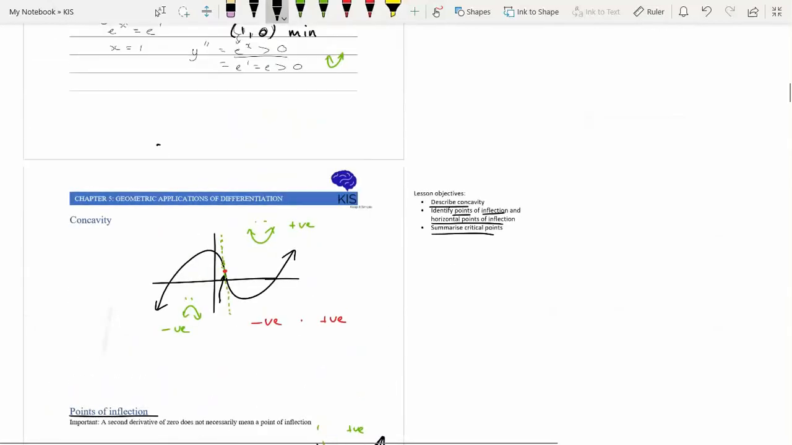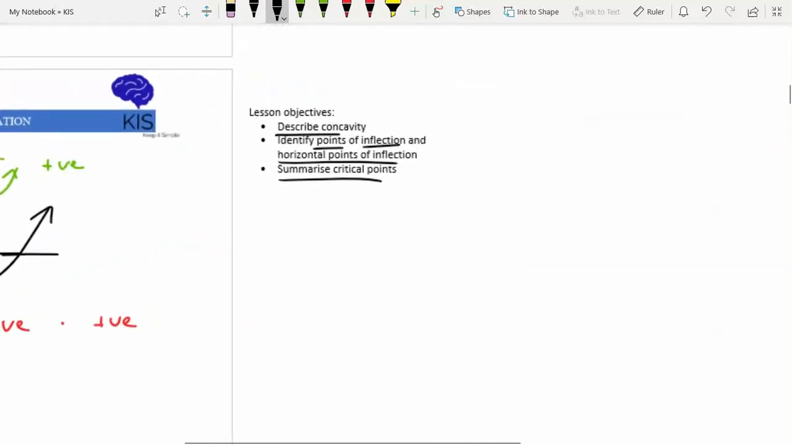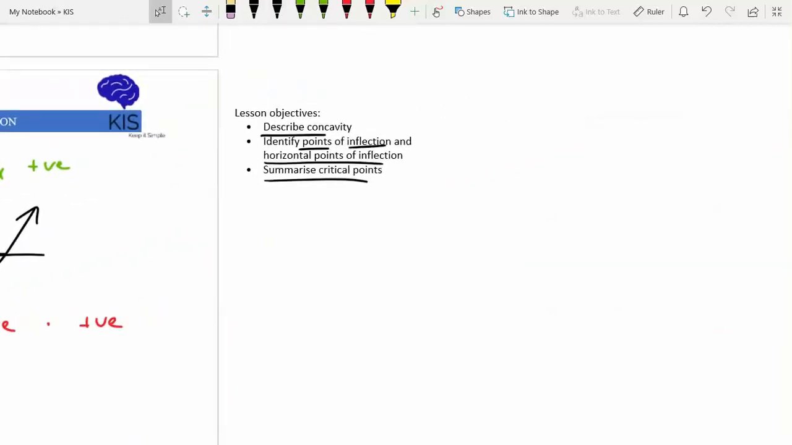Alrighty, so we've gone through a lot this lesson. We've described what concavity is, we've identified points of inflection and horizontal points of inflection, and summarized critical points.